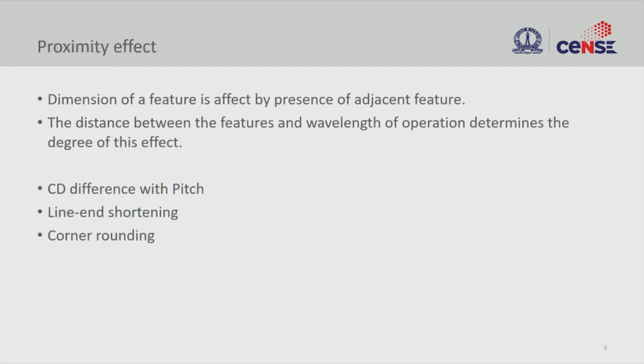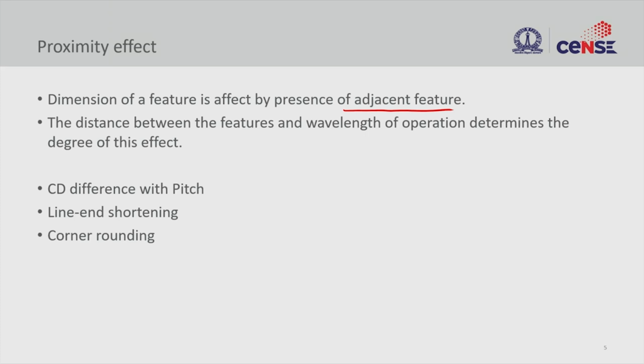And the next thing is proximity effect. Proximity effect is an undesirable occurrence in this whole imaging system. The dimension of the feature is affected by the presence of features adjacent to your desired feature. So if the dimension of my desired feature is affected by the neighboring feature, we call it proximity effect, the proximity of any other features to my feature.